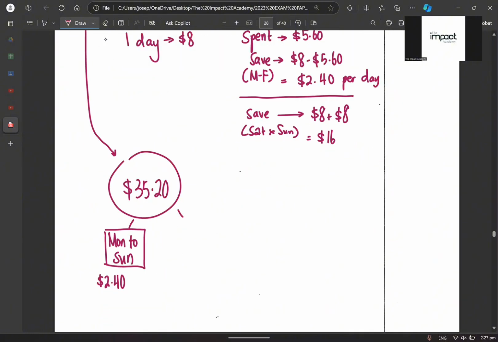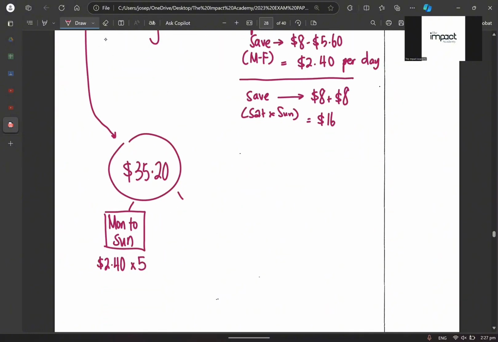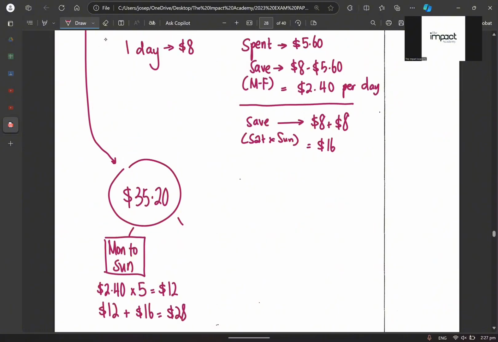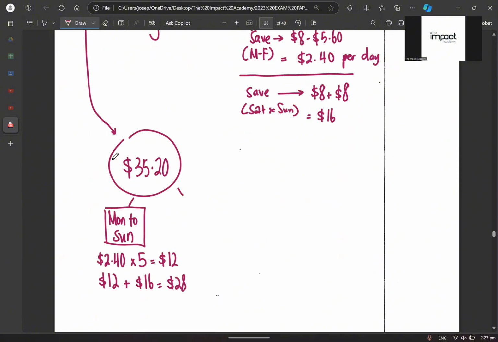So $2.40 times 5 first. We get an answer of $12, followed by $12 plus $16. We get $28. Okay, is this enough? Is it only 7 days? No. Why? Because over here they are asking for $35.20. So we'll go for another day, which is Monday. So Monday itself, we can see that $2.40 is added here.